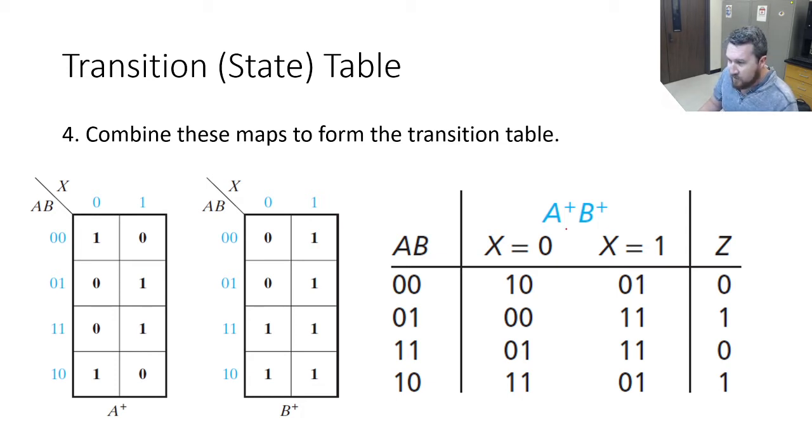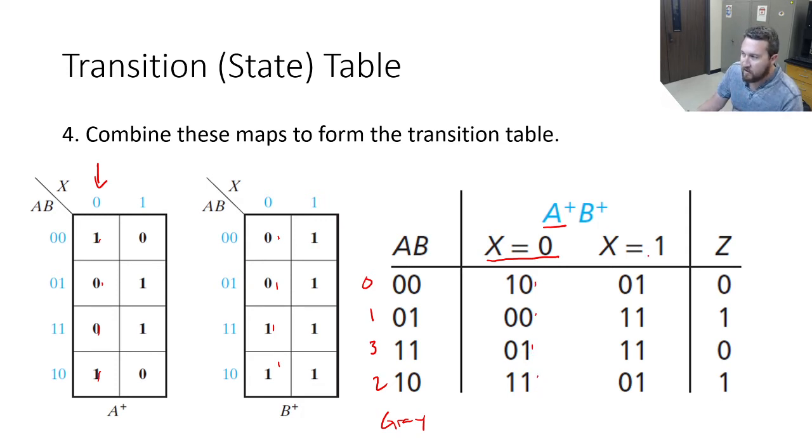So if we look just at A plus, and we look just at X equals 0, that's this column of the K-map. So it's 1, 0, 0, 1. Notice that AB is also written in that gray code, 0, 1, 3, and 2. So for X equals 0, we basically see all of the columns for each one. So 1, 0, 0, 1. And then for B plus at X equals 0, that's 0, 0, 1, 1. And so we get 0, 0, 1, 1 as well.